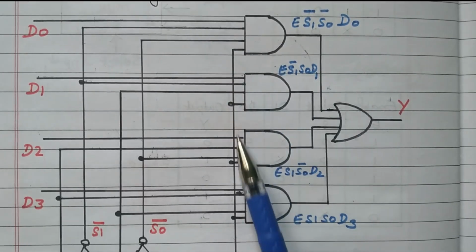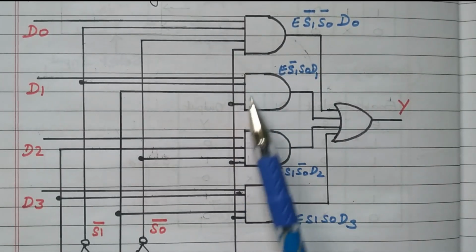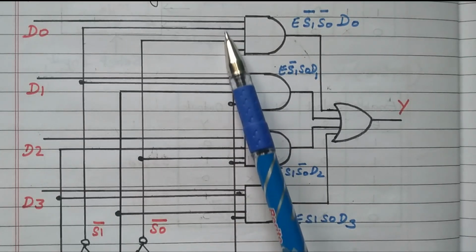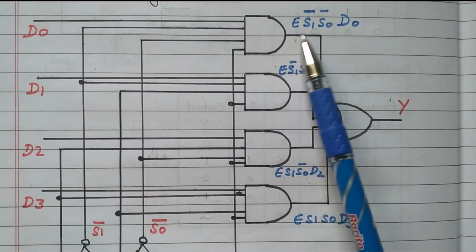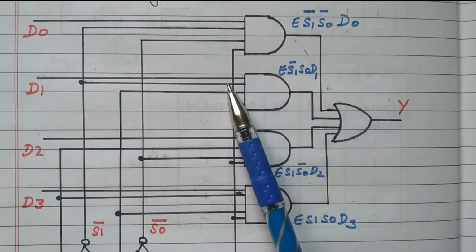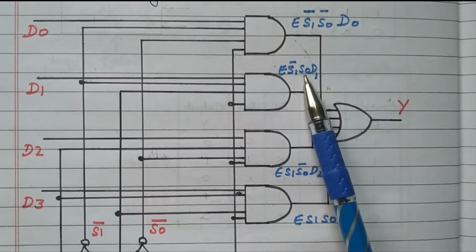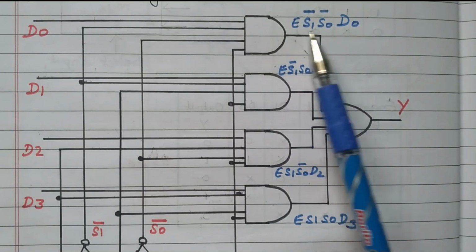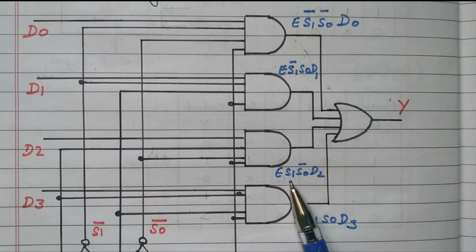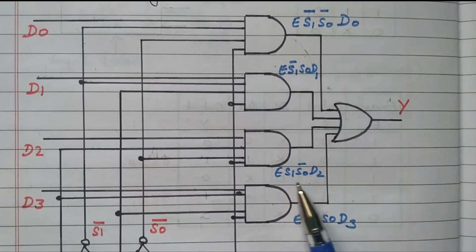So this is the enable input. Enable input is connected to all the AND gates. These two are the selection lines. So the first AND gate has S1 dash and S0 dash connected, that is 0 0. For the second AND gate S1 dash and S0 is connected, that is 0 1. For the third AND gate S1 and S0 dash is connected, that is 1 0. For the fourth AND gate S1 and S0 is connected, that is 1 1.